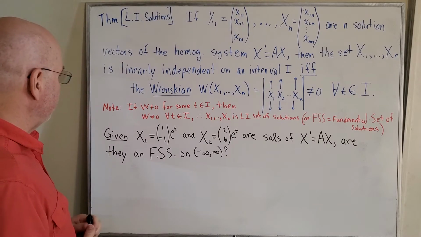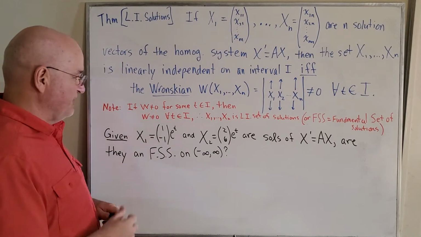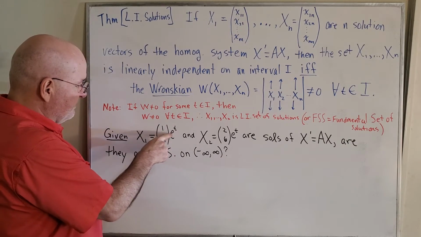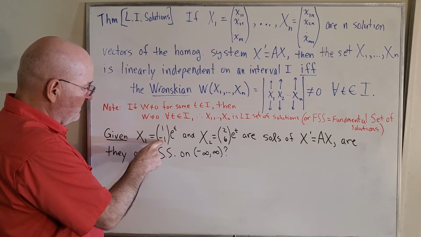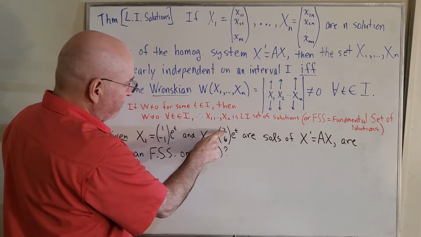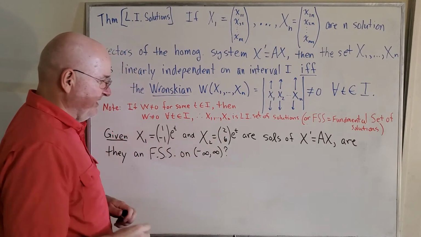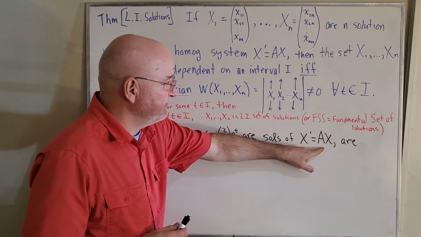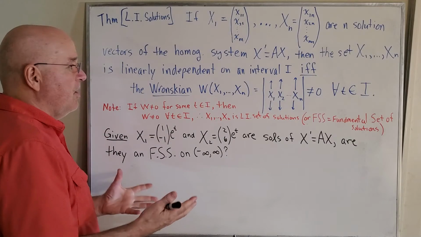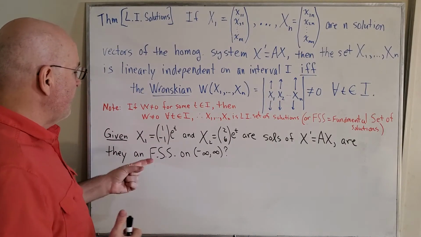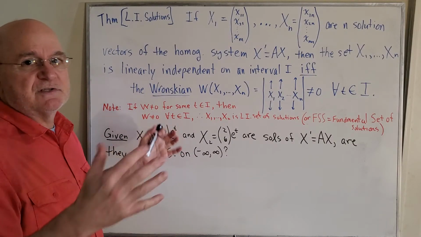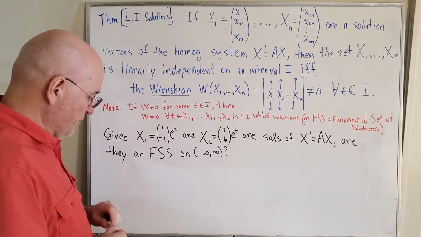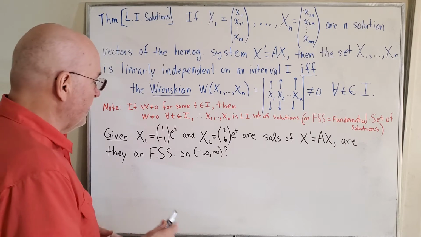Okay, so here's our example. We've got 2 vectors with only 2 elements each. x1 is, if I multiply it through, e to the t, negative e to the t. x2 would be 2e to the t, 6e to the t. And we're given that they are solutions of this differential equation. So all we're asked here is, are they a fundamental set of solutions on the entire real line? And all we're going to do is compute the Wronskian.